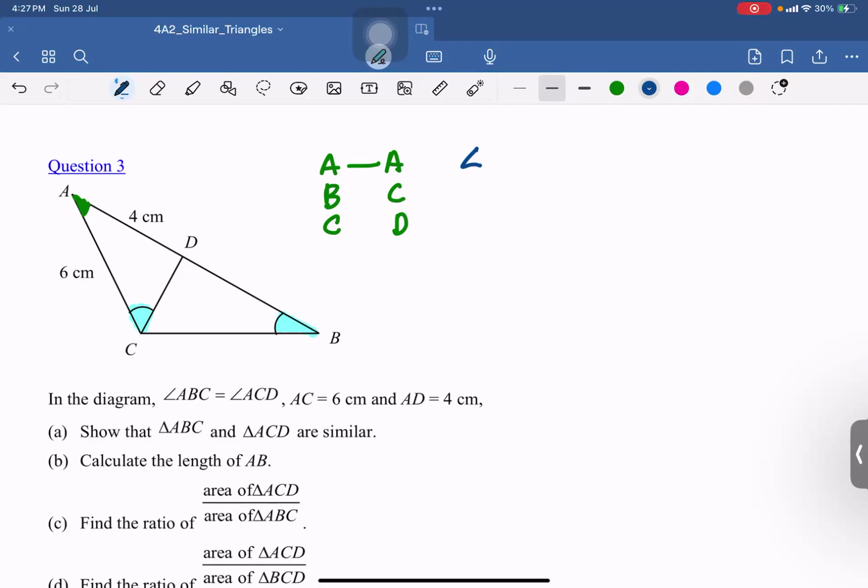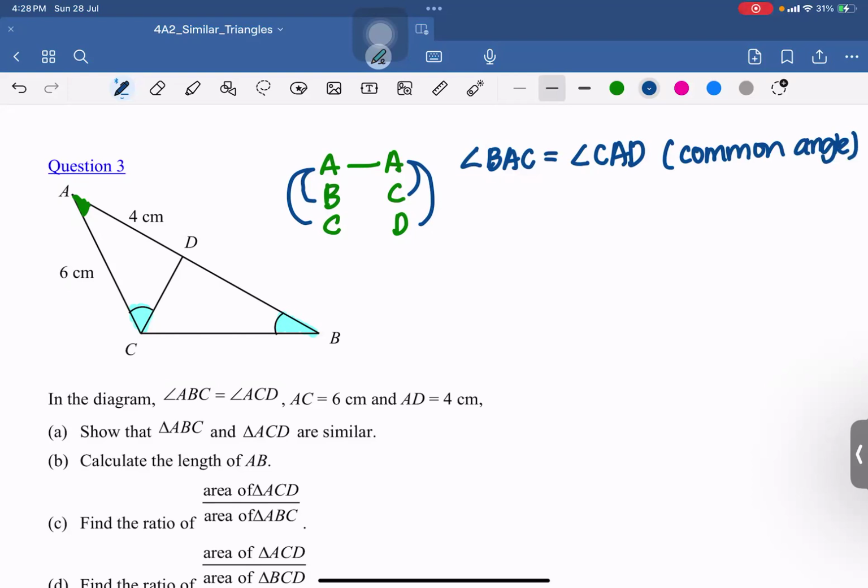So the first one, I'll choose maybe angle BAC equals to angle CAD. BAC, CAD. Right, so this is not given, but they are the same because it's a common angle.